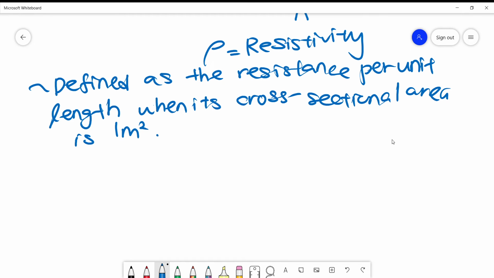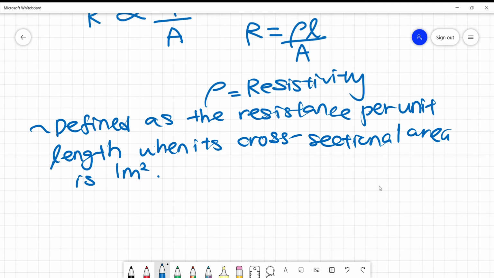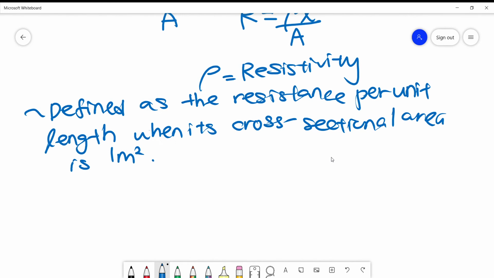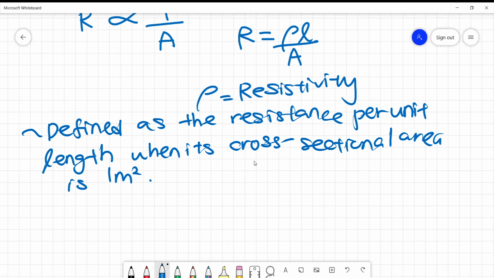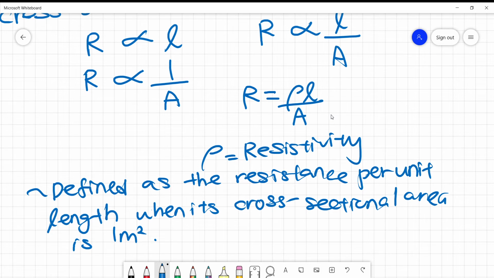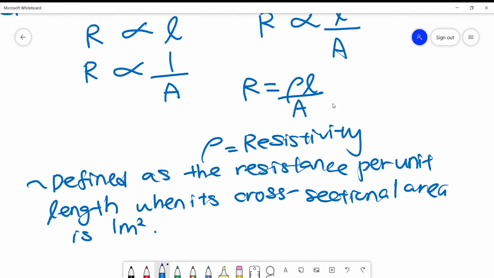Okay, so let's continue with our chapter on electric current. From the previous video, we discussed resistivity. Resistivity is defined as the resistance per unit length when its cross-sectional area is 1 meter squared. We also discussed the equation for resistance, which is R equals rho L over A.